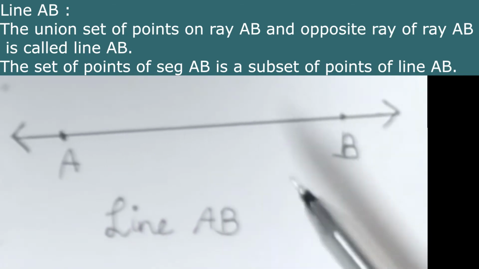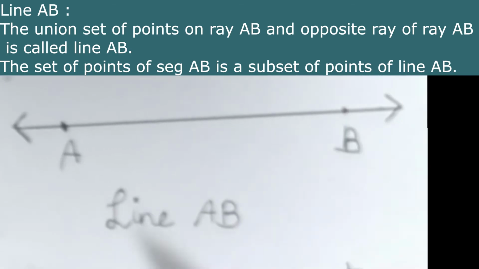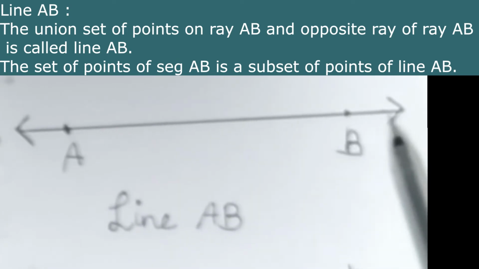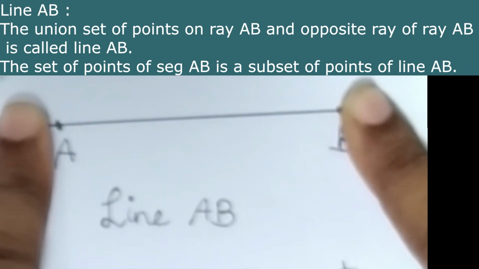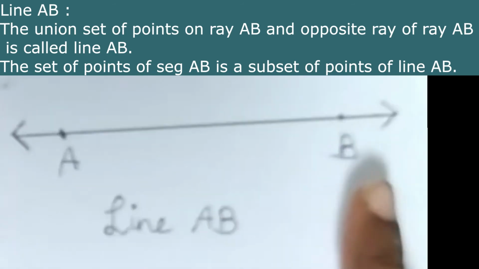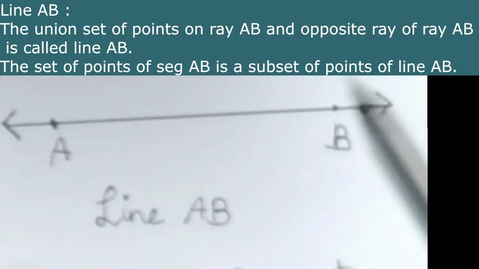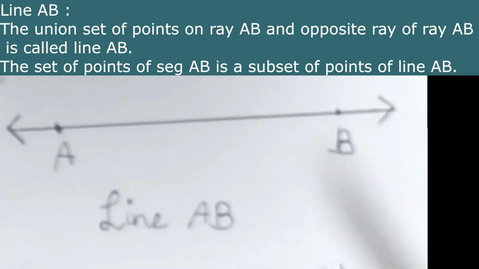Okay, so we cannot find the length of a line. Okay, and a line segment is a subset of a line. Okay, this much part is line segment AB, right? So the line segment AB is a subset of the line. So line segment AB will be a subset of line AB. Okay.